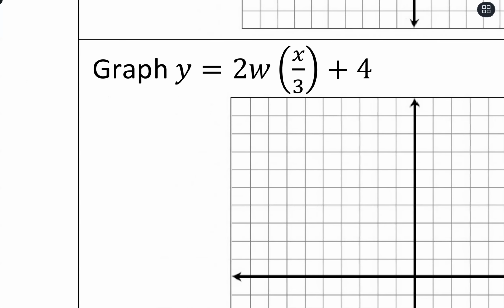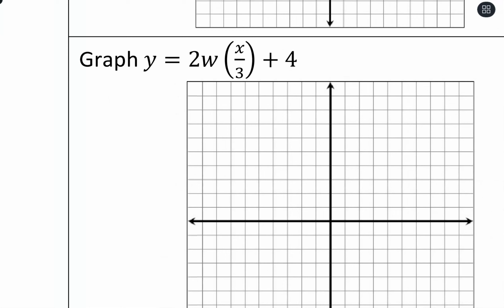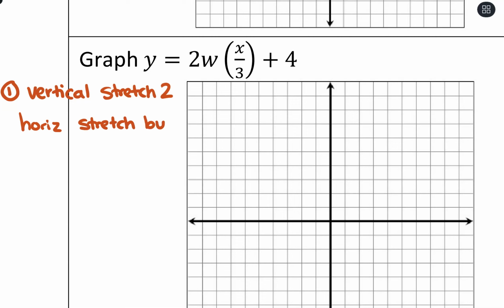Okay, so in terms of stretches and compressions, I'm seeing a vertical stretch of 2. And that 1/3 x, that's going to be a horizontal stretch by 3. And then with the plus 4 on the outside, we're going to be moving up 4 units.